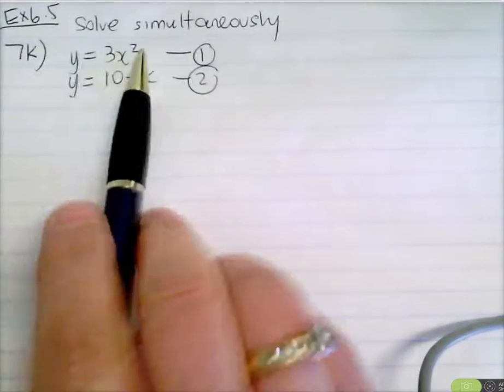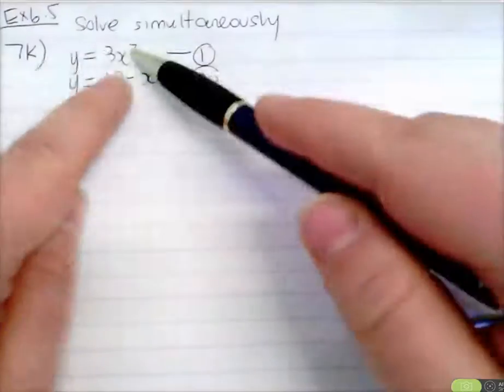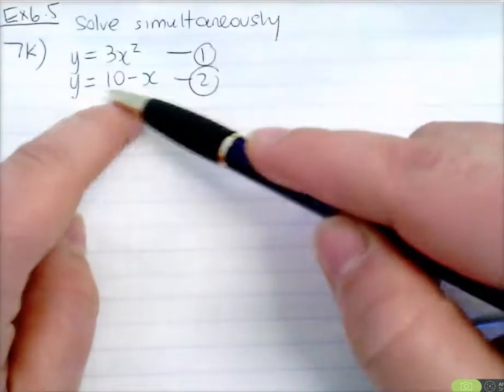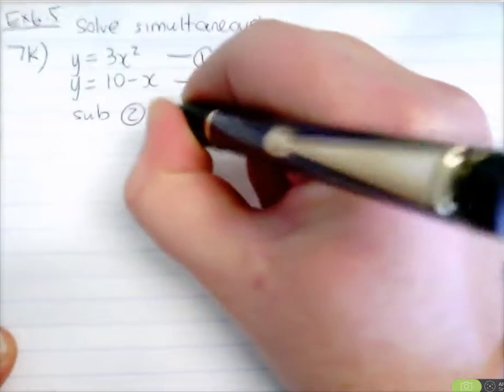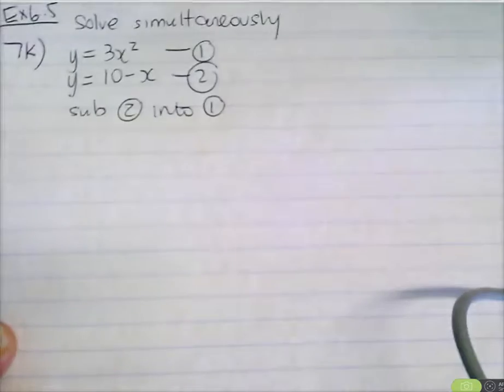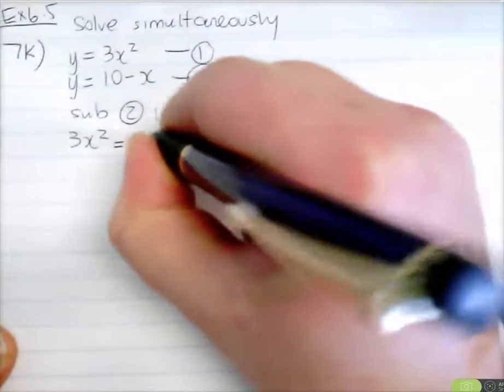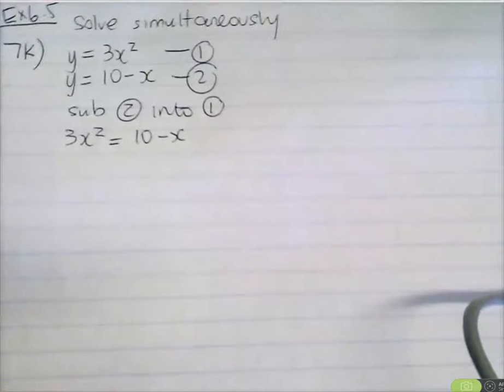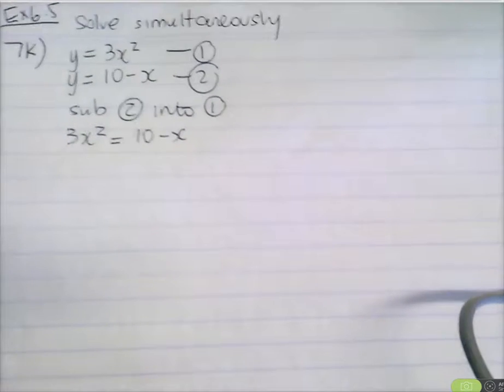We've got y equals 3x squared and y equals 10 minus x. That means if y equals that and y equals that, then 3x squared equals 10 minus x, because they're both equal to y. So we just write sub 2 into 1 or sub equation 1 into 2. It doesn't matter which way you write it. And so we'll get 3x squared equals 10 minus x. The next thing we need to do is take everything to the left-hand side.